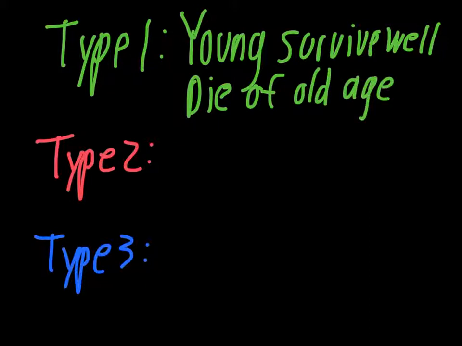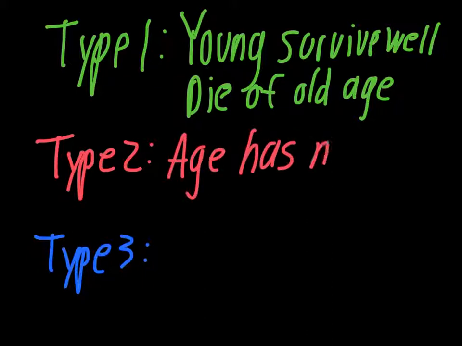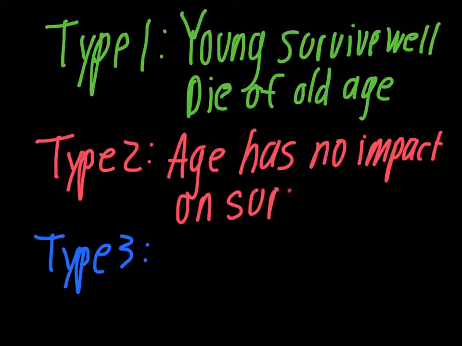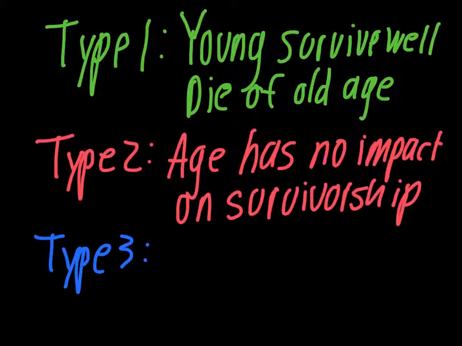For type 2, here we have age has no impact on survivorship. So remember, this is the one that was just basically like the straight line going through the graph. Age doesn't help them survive. It also doesn't become a liability. For type 3, many of the young die.